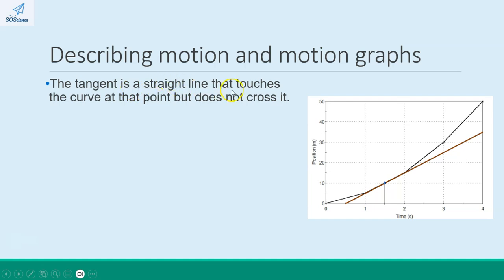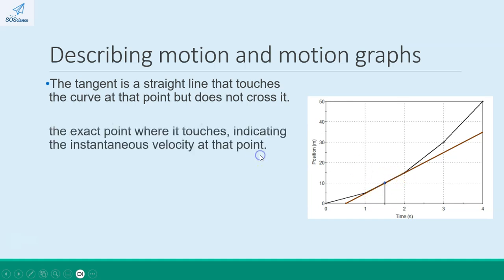So the tangent again is a straight line that touches the curve at that point but doesn't cross the curve. And at this point over here, at exactly 1.5 seconds, is where the tangent needs to be able to just touch the curve on either side of this dot. This line then represents the slope of the curve at that exact point where it touches, and that would indicate the instantaneous velocity at exactly 1.5 seconds.